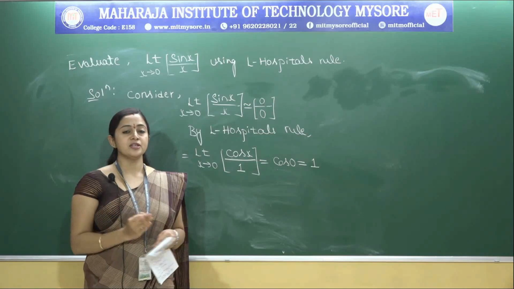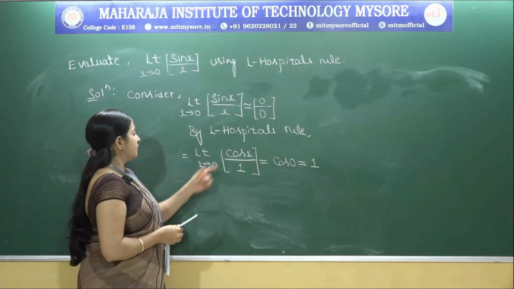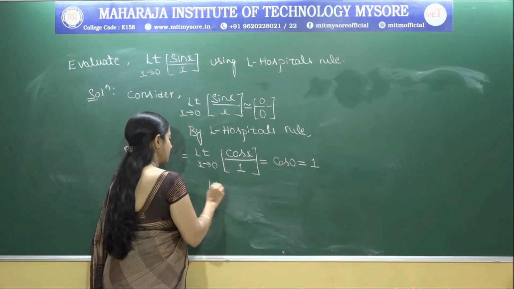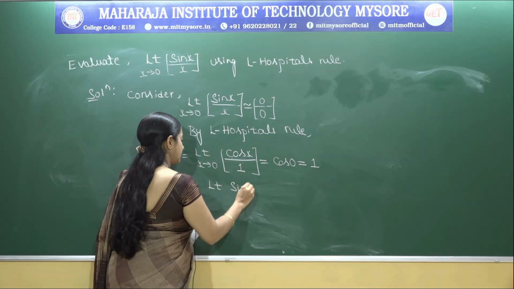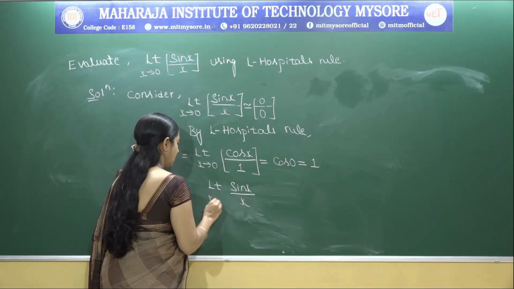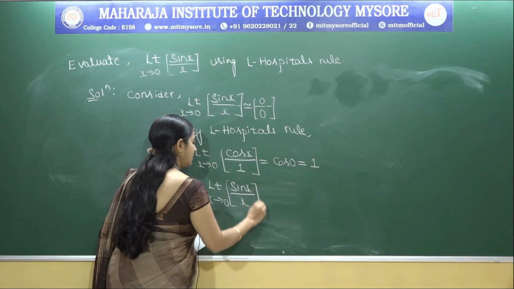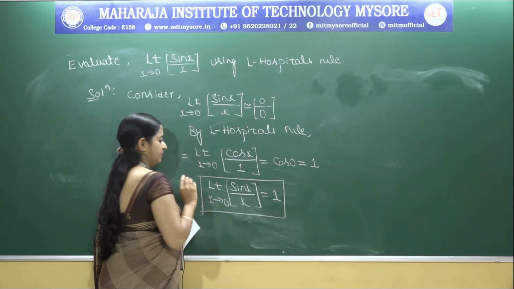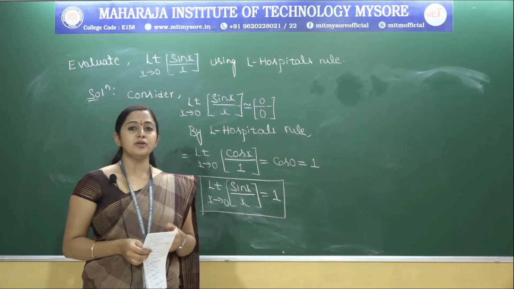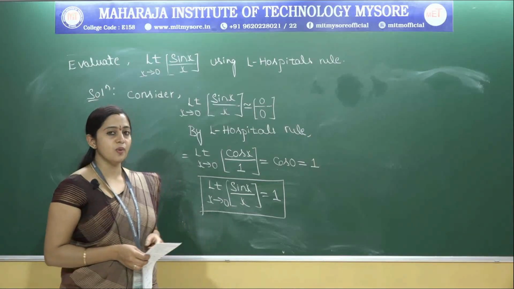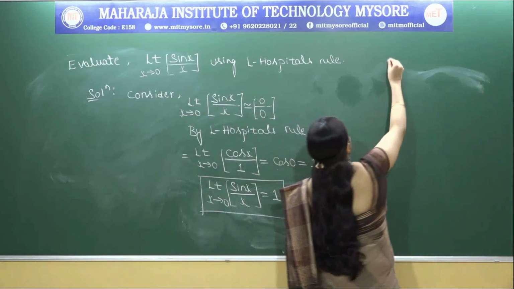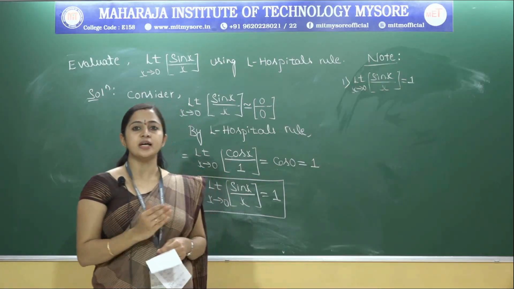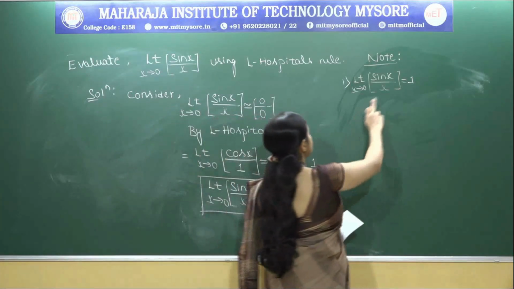So you continue the differentiation till you get the real value. So in the first differentiation you got the real value, that is cos 0 equal to 1. So this gives the limit of sin x divided by x as x tends to 0 equals 1. Similarly, the limit of tan x divided by x is also equal to 1. So take that as a note. The limit of sin x divided by x as x tends to 0 equals 1.